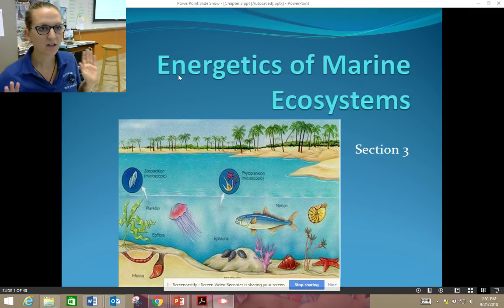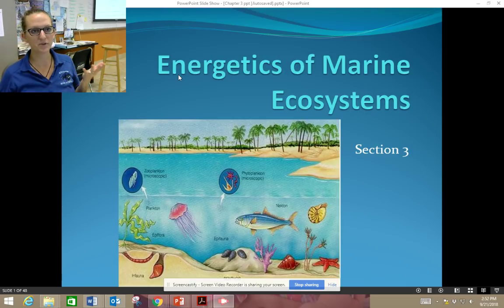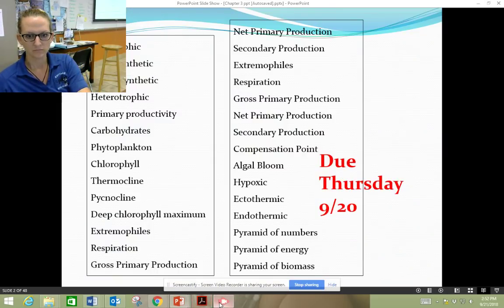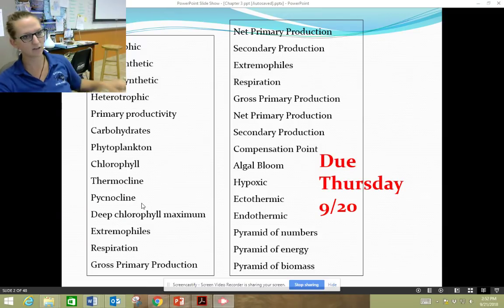Okay, so chapter 3, energetics of marine ecosystem. This is pretty much how energy gets incorporated into marine environments. Okay, your words are autotrophic, photosynthetic, chemosynthetic, heterotrophic, primary productivity, remember that's a rate, carbohydrates, phytoplankton, chlorophyll, thermocline, that's pertaining to heat, pycnocline, that's pertaining to density, and the cline is like a decline or like a change in the ecosystem.